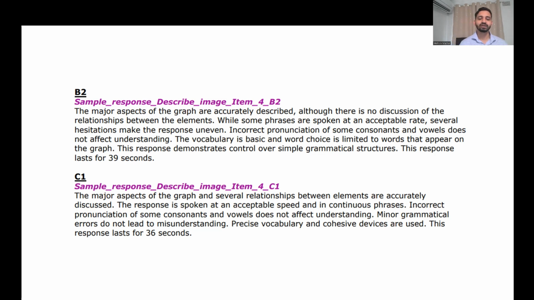That's the main thing. So you could score C1 even if you have a little bit of pronunciation errors here and there. Minor grammatical errors do not lead to misunderstandings. Precise vocabulary and cohesive devices are used. He's using a lot of cohesive devices like we discussed in the essay writing lesson, like adverbs, joining the adverbs. And this response lasts for 36 seconds.